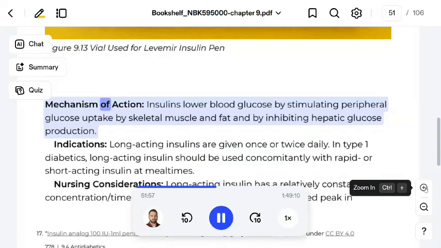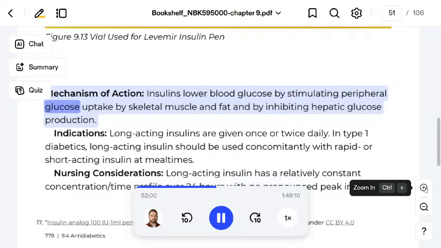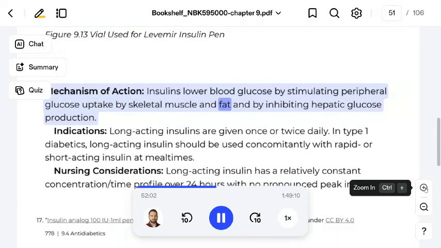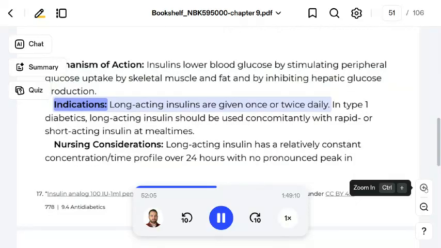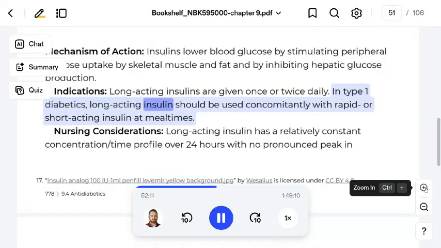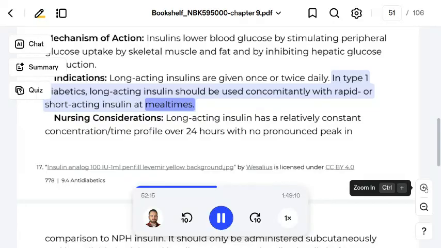Mechanism of action: insulins lower blood glucose by stimulating peripheral glucose uptake by skeletal muscle and fat, and by inhibiting hepatic glucose production. Indications: long-acting insulins are given once or twice daily. In type 1 diabetics, long-acting insulin should be used concomitantly with rapid or short-acting insulin at mealtimes.